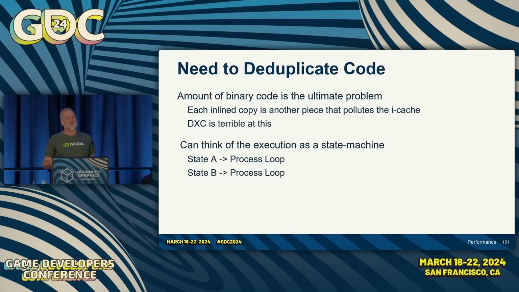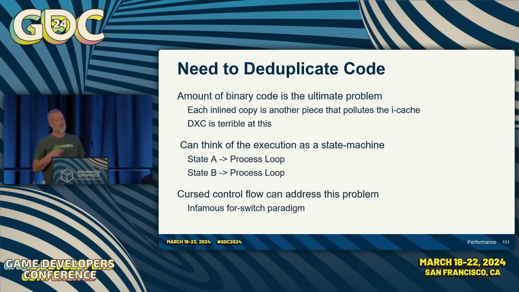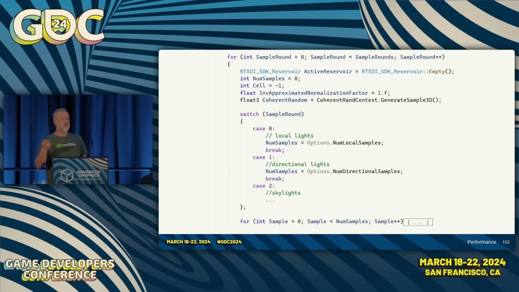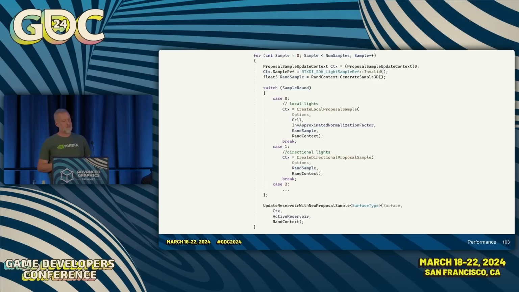We can start thinking of this as a state machine. State A, go to process loop. Go to state B, process your loop. And from that perspective, we can now say, maybe there's a control flow system that we can come up with to deal with this. I'm going to give you the infamous for-switch paradigm. We're going to loop over all of our states, and then we're going to take a switch statement to evaluate the setup code tied to a particular state. And we're going to execute a loop to take our samples. Within the sample loop, we're going to execute a switch statement for which type of sample we want to generate.